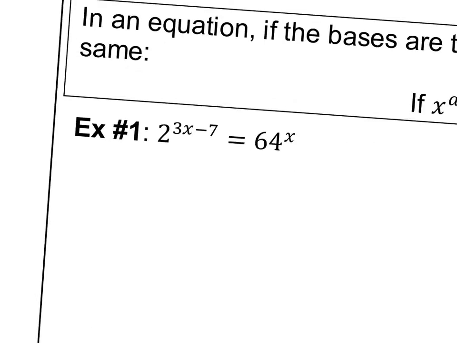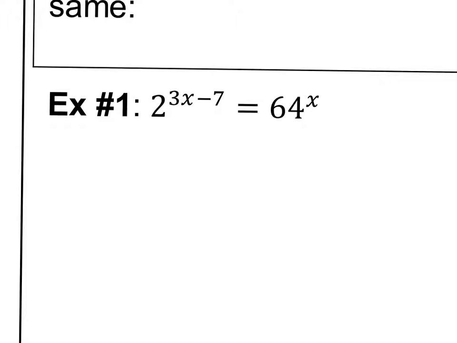Let's take a look at example number 1. Right now, this is a base of 2, this is a base of 64. We want them to both be the same. The easiest way to do that is usually to make the one that's bigger, rewrite it as a base of 2. Sometimes you're going to have to change both bases, and we'll get to that. But let's just first think about this.